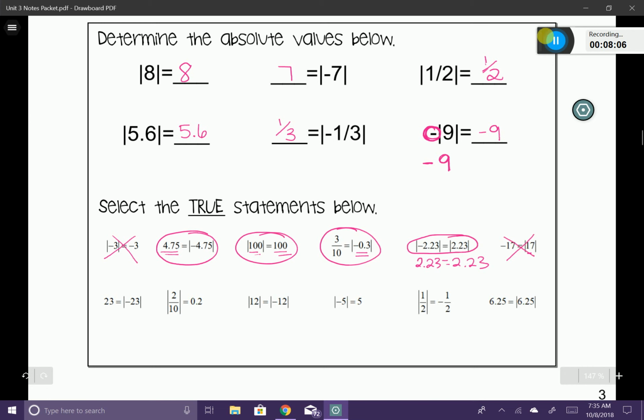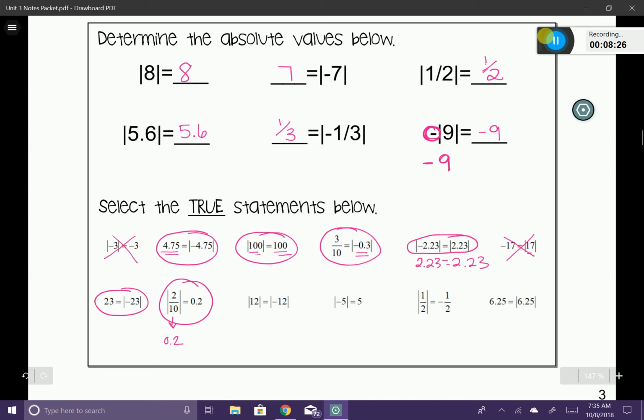The next example, you can see this is a true statement because the absolute value of negative 23 is equal to a positive 23. The next one, 2/10. Another way to write this number is going to be 0.2, which you can see here is a true statement.